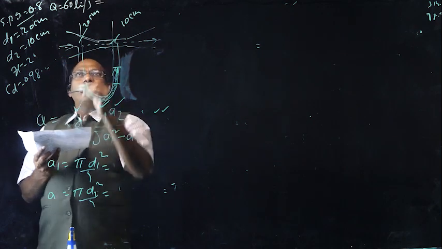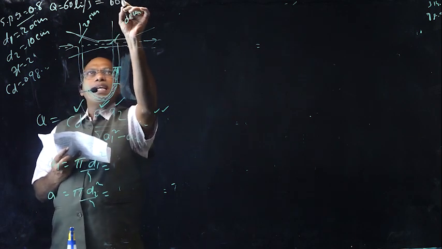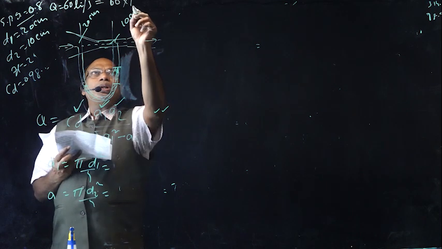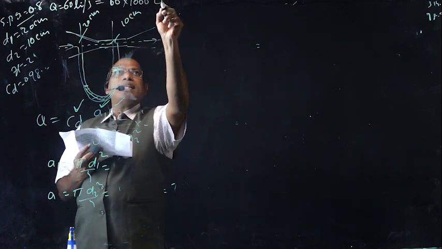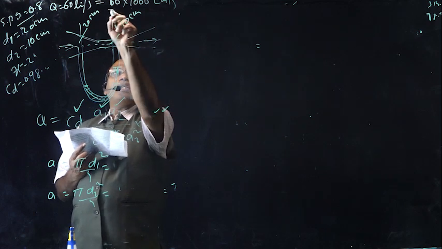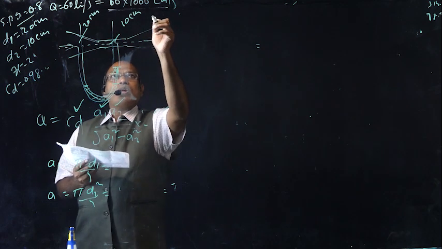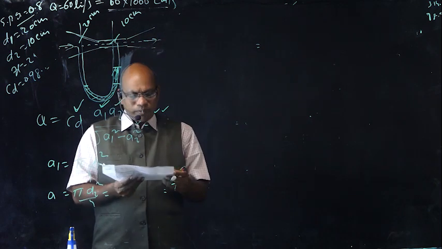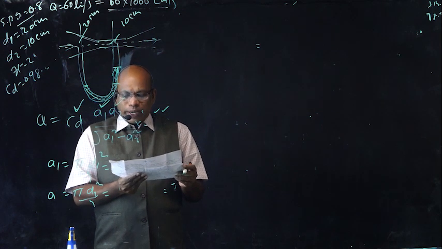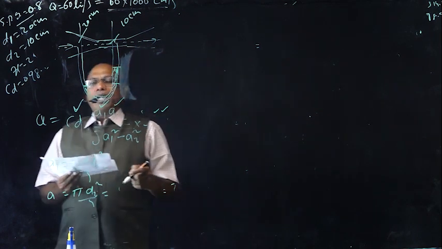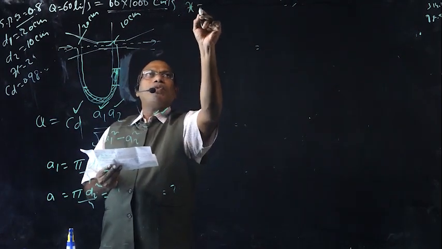First, convert this into centimeter cube per second. 60 into 1000, that is the centimeter cube per second. Right, this is the discharge. Discharge Q is equal to 60 into 1000 centimeter cube per second. Find the reading of the oil mercury manometer. That means X is equal to what?